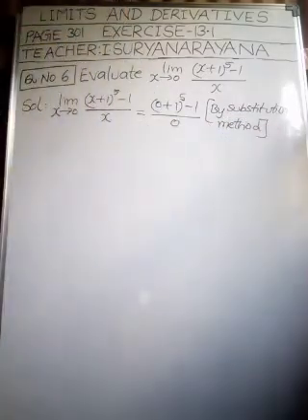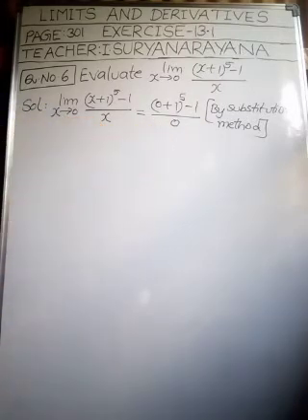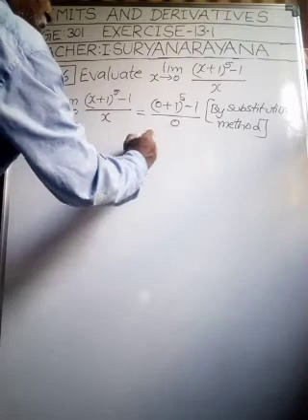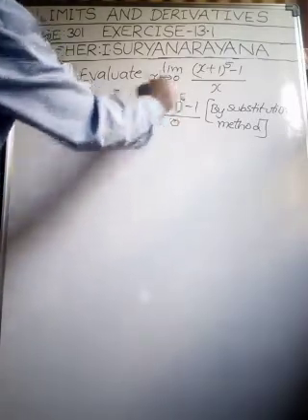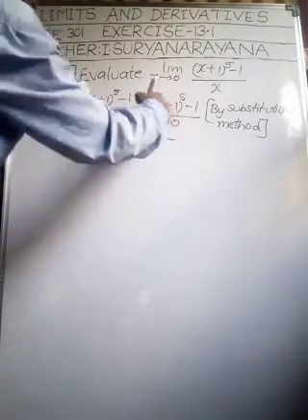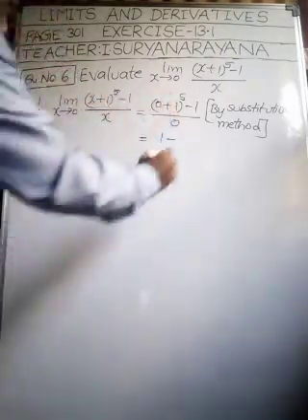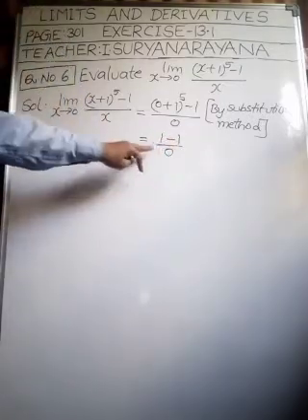By substitution method, we get this step. Understood this step, my children? Right. Now let us simplify this number. What will we get at 0 plus 1? 1. 1 power 5, what will we get? 1 only. Understood this first term, my children? Minus 1 by 0. Understood this step, my children?